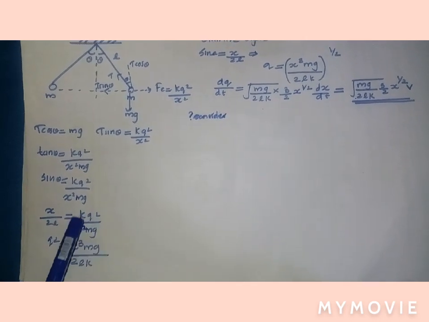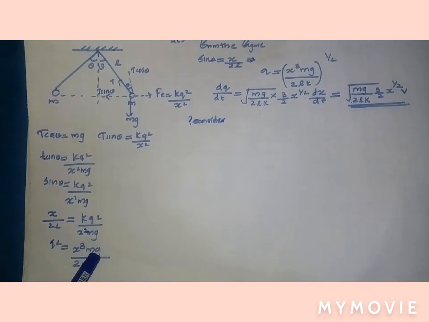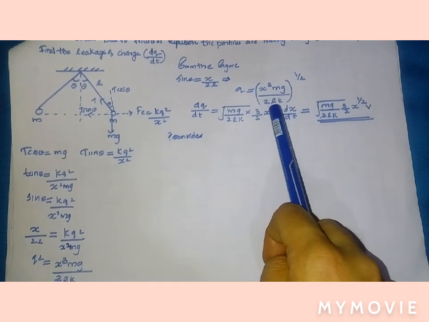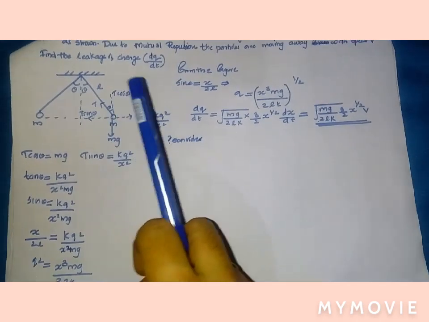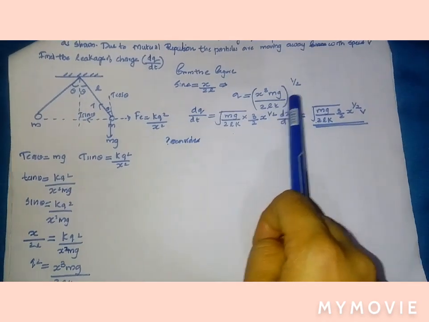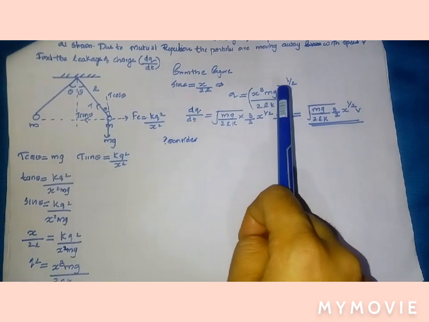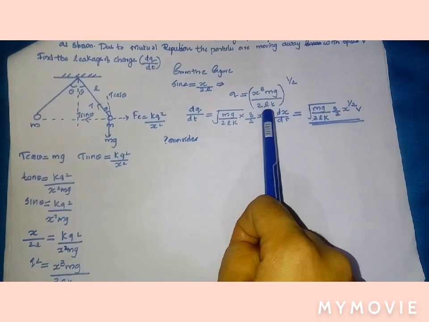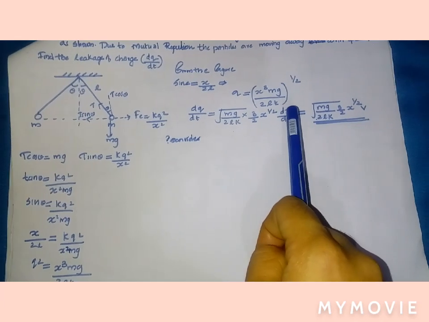From that we have to find q. So q square is equal to x cube mg divided by 2lk, and q is equal to (x cube mg divided by 2lk) all power 1 by 2. In the question, we are asked to find the leakage of charge, dq by dt. These are constant, that is under root mg by 2lk. Here x cube all power 1 by 2 means x power 3 by 2. Derivative with respect to time gives 3 by 2 x power 1 by 2 dx by dt. So dx by dt is v. So this is the answer.